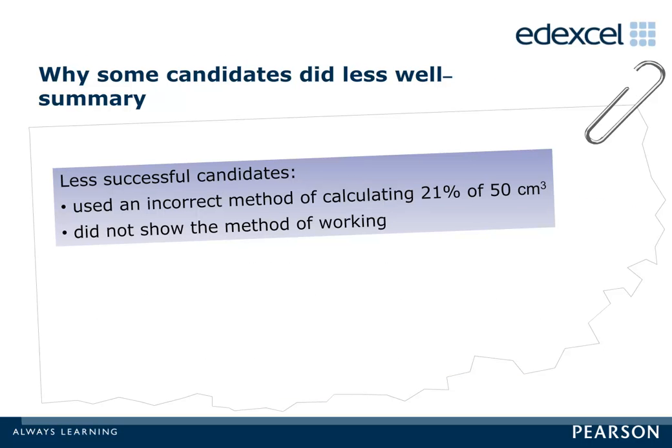Less successful candidates used an incorrect method of calculating 21% of 50 cubic centimetres. Did not show the method of working.